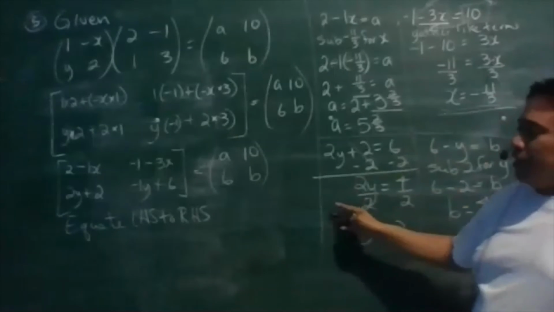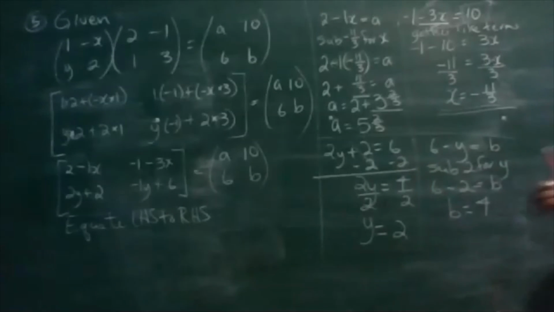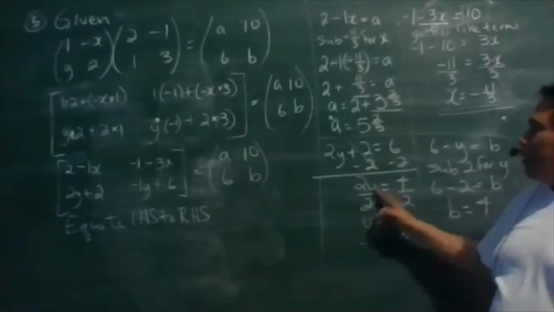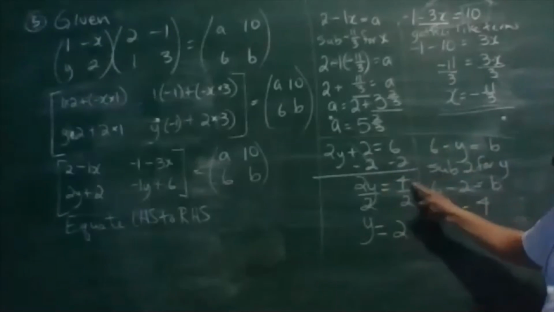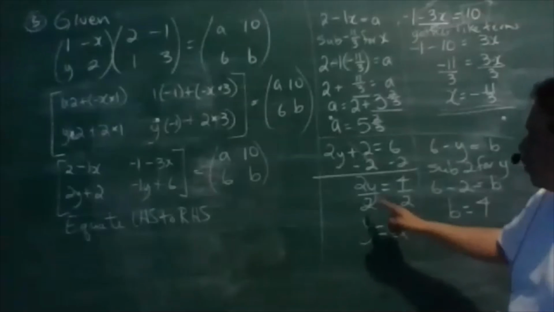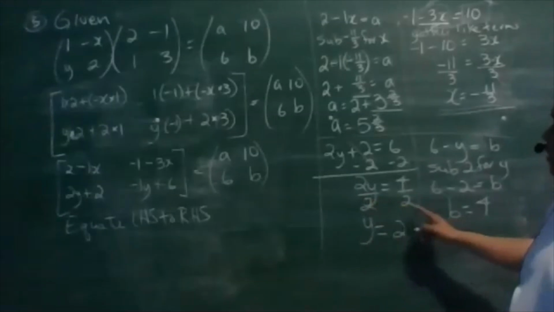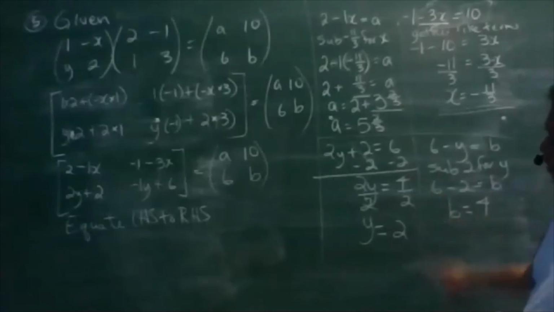The third one says 2y plus 2 equals 6. So it only has one letter, so I can work it out. I minus 2 from both sides, giving me 2y is equal to, well, 6 minus 2 gives me 4. Again, I don't want the value of 2y, I want the value of y, so I divide both sides by 2, canceling that out, and 4 divided by 2 is 2. So we have our third result.